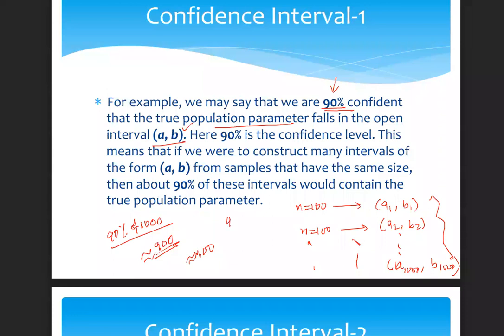Now, if I had 95% confidence level, that means that 95% of 1000, right? And there'll be approximately 950 of them that would include the actual population parameter, and roughly 50 of them will not include that population parameter.